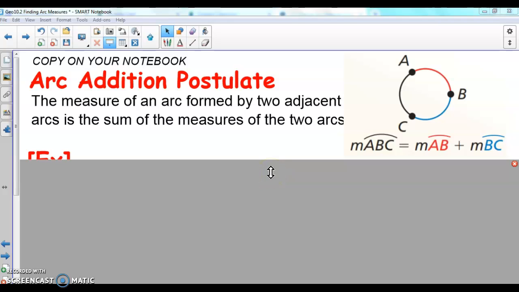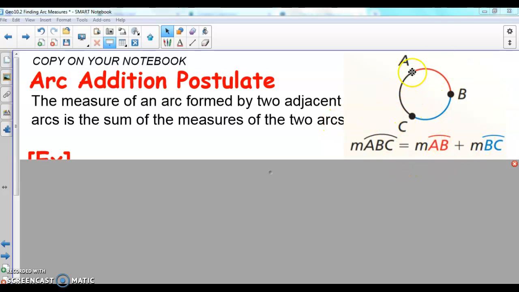In this video, we will talk about some postulates and theorems that are important in finding arc measures. The first one is called the arc addition postulate. The measure of an arc formed by two adjacent arcs is the sum of the measures of the two arcs. Let's use this figure to illustrate that.